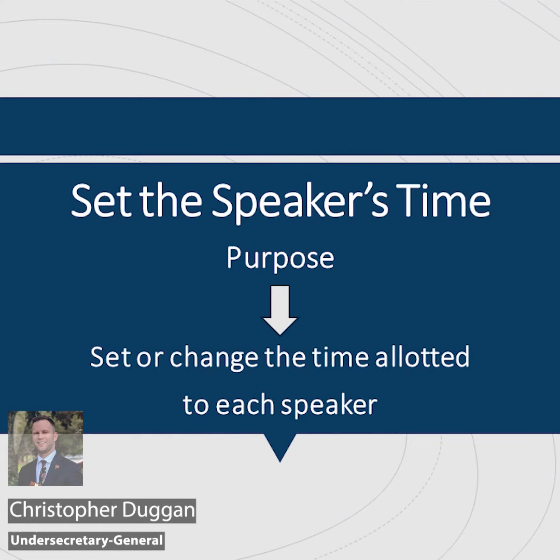Next would be to set the speaker's time. Now, this motion is used to set or change the time allotted to each speaker in a committee. It does require procedural debate as well, with 2 speakers in favor and 2 speakers against, but just a simple majority to pass. It is very important to note, though, for this motion, that it is rarely used at the United Nations and does require prior approval from your dais or may be ruled out of order. This motion also is never permitted during your first committee session.